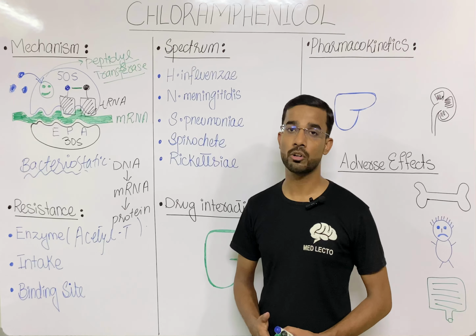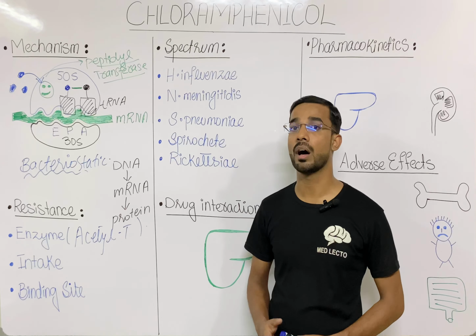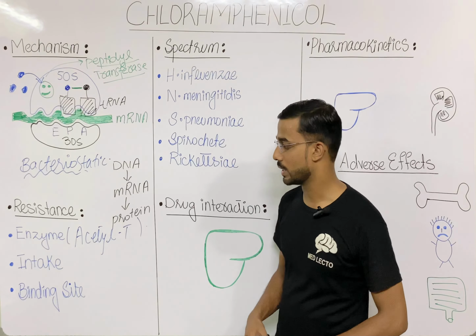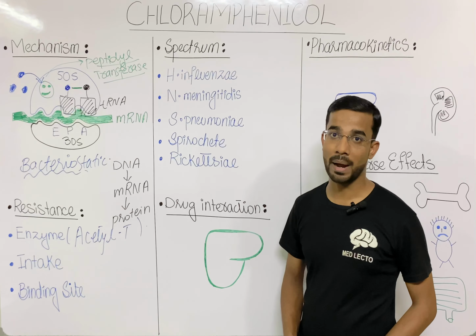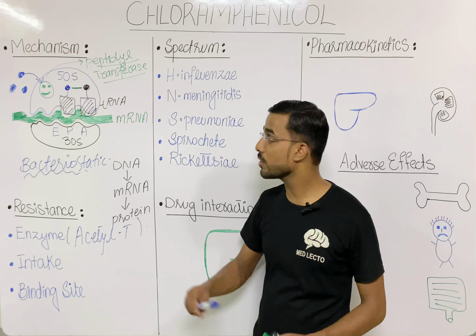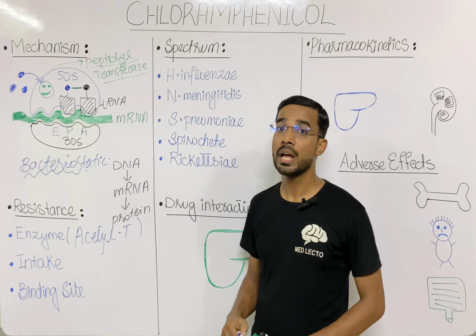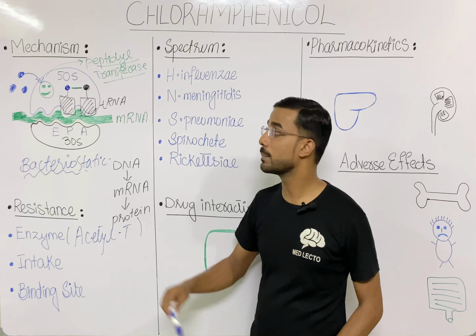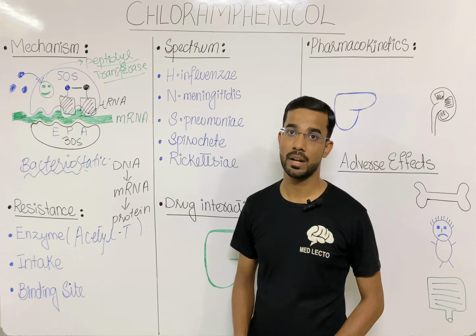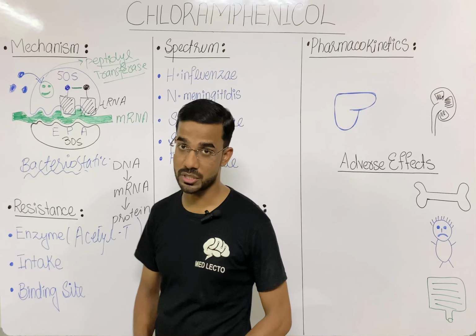When there is no chloramphenicol inside the bacteria, there will be no effect of chloramphenicol on the peptidyl transferase. Next is the alteration in the binding site. If the bacteria make some alteration in the 50S subunit, then chloramphenicol can't bind properly at the 50S ribosomal subunit. So here are the different resistance mechanisms.